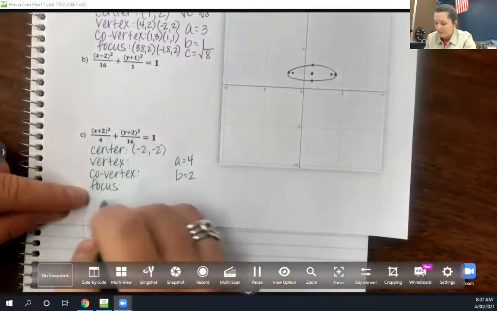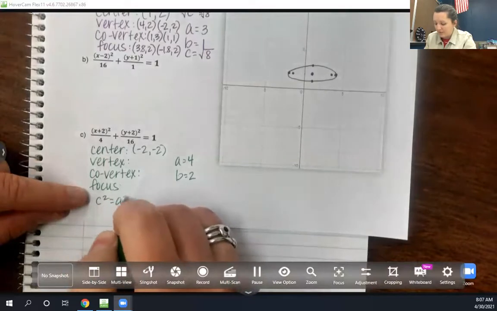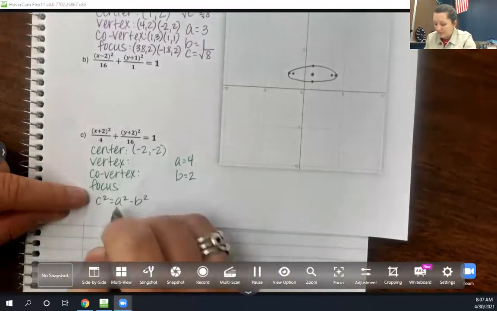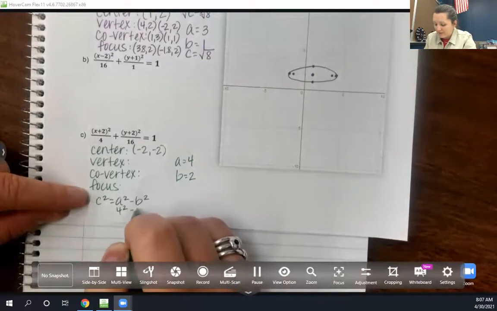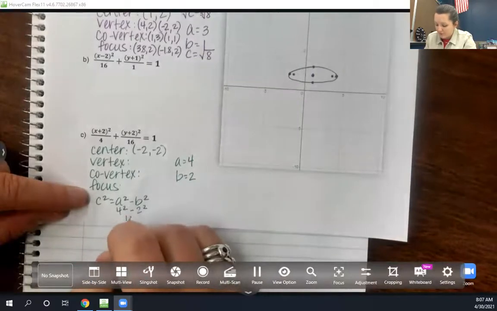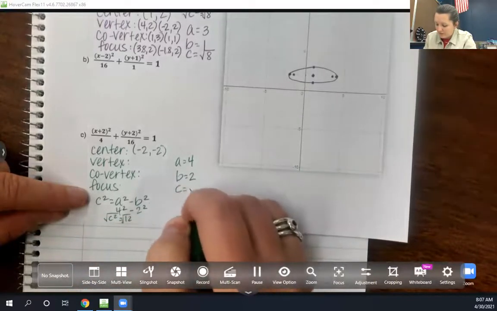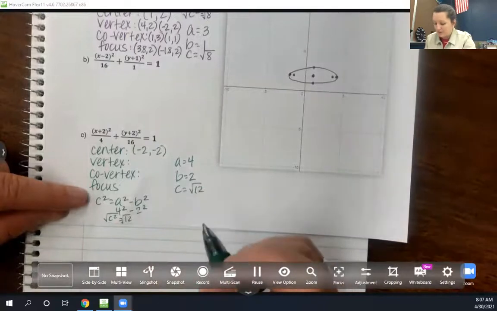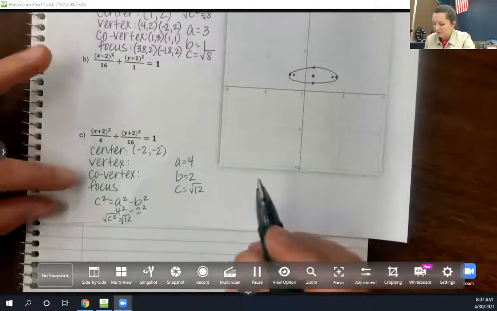Now I'm going to find my focus. So c squared equals a squared minus b squared. 4 squared minus 2 squared. That's 16 minus 4 is 12. So c equals the square root of 12. Well, we can simplify that, can't we? Or we can just figure that out.